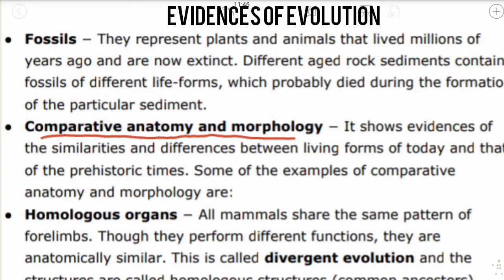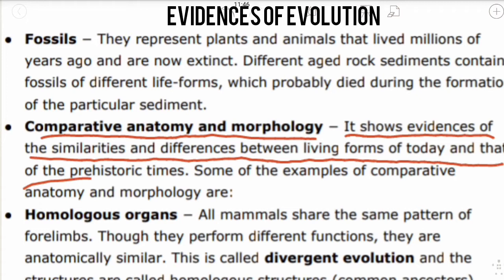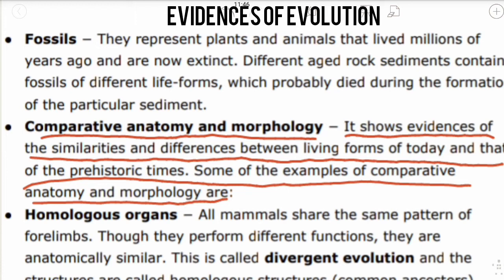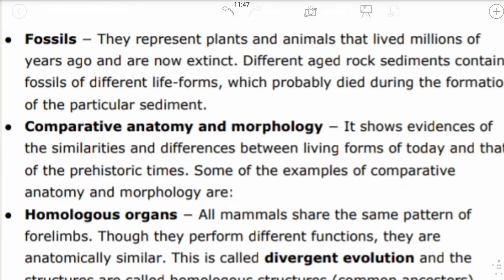Comparative anatomy and morphology. It shows evidences of the similarities and differences between living forms of today and that of the prehistoric times. So, comparative anatomy and morphology basically shows the evidences, proofs of the similarities and the differences between the living forms of today and that of the earlier prehistoric times. That is simple.